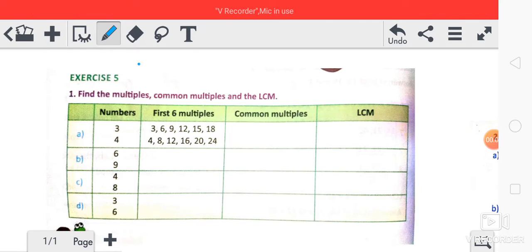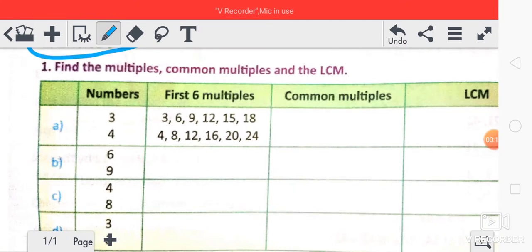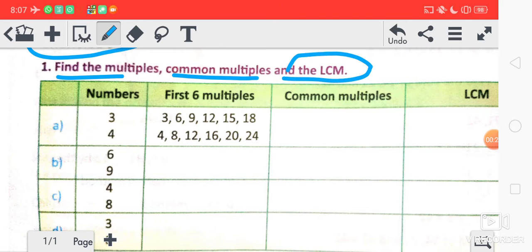That is your exercise 5. So, in exercise 5, what we have to do, it's given: find the multiples, common multiples, and the LCM. LCM means lowest common multiple. So, first example you can see here.